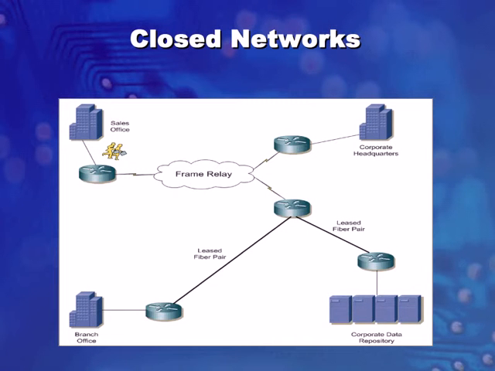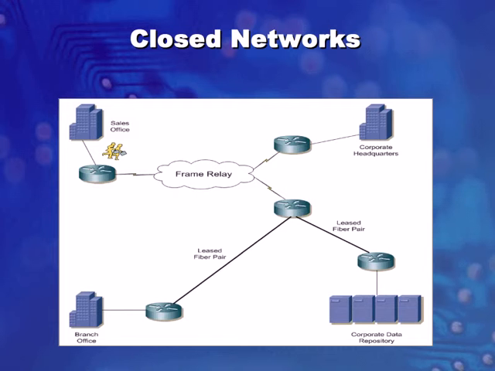In the case of different kinds of networks, we can talk about the difference between a closed network and an open network. Now, a closed network is, well, like it sounds, a collection of devices and resources that are closed off from the world. None of these resources are accessible outside of our individual environment.